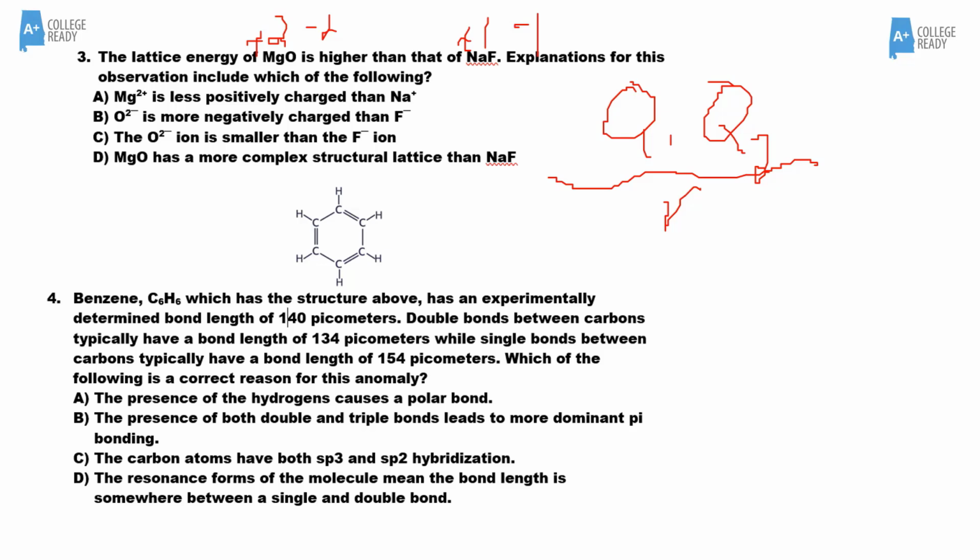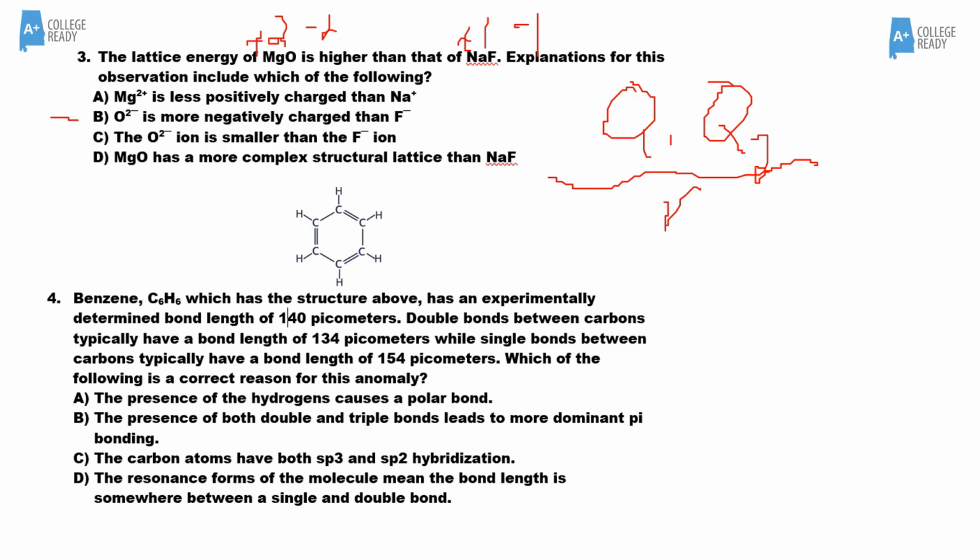And when you come down and look over all the answer choices, B is the only one that makes any kind of sense. A is not true. C is not true. That would have to do with radius, and we know in fact that the fluorine ion is actually smaller, and it has a more complex structural lattice. That's just putting out a bunch of words, hoping someone will pick it.